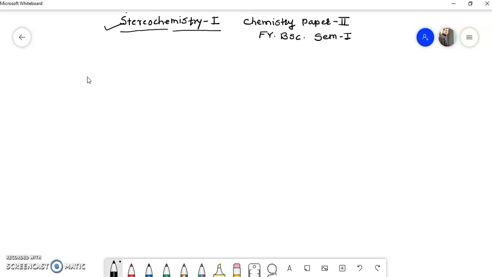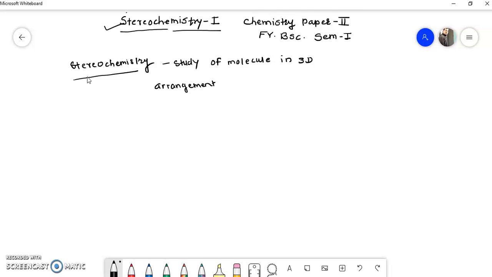So I will directly start the points of your syllabus in this first topic. Now, first of all, what is meant by stereochemistry? That we have to understand. Stereochemistry means the study of molecules in three dimensions. And you know what is meant by three dimensions. We have to visualize, we have to imagine the molecule in three dimensions. We have to study the arrangement of atoms in the molecules in three dimensions.